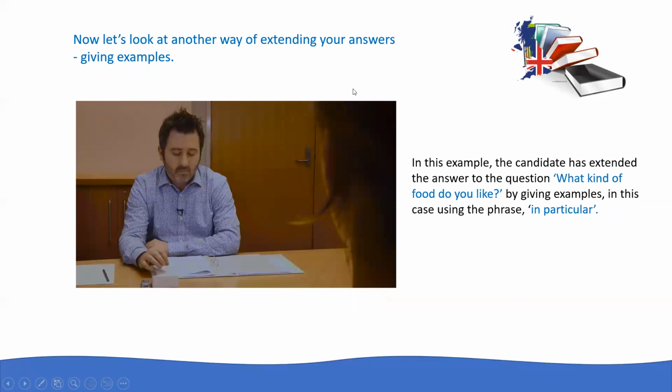All right, so another way of extending your answers. In this example, the candidate has extended the answer to the question, what kind of food do you like? And here, by giving examples, in this case, she used the phrase in particular, right? I told you earlier, you can also use for instance. In particular is another good word or phrase to use. All right, so let's take a look at the example.